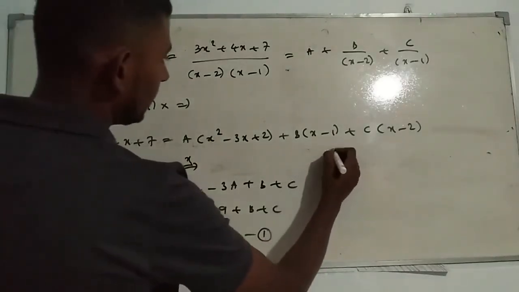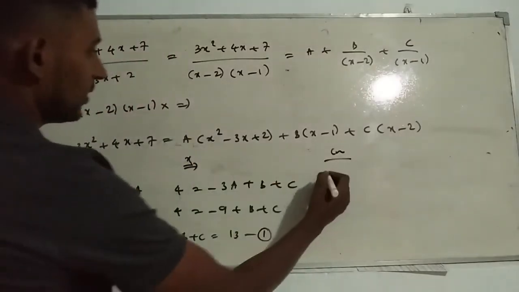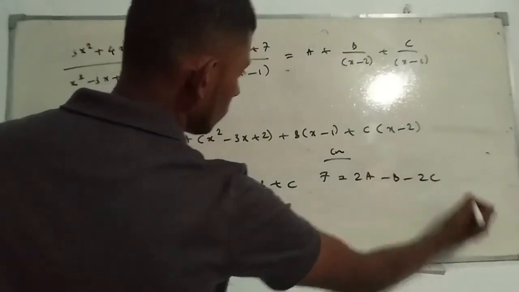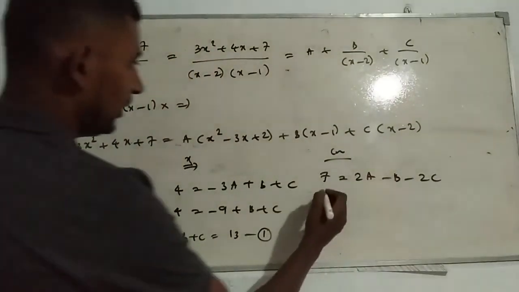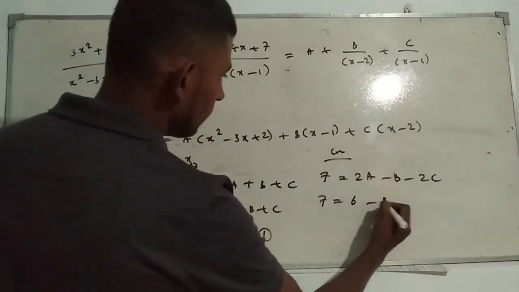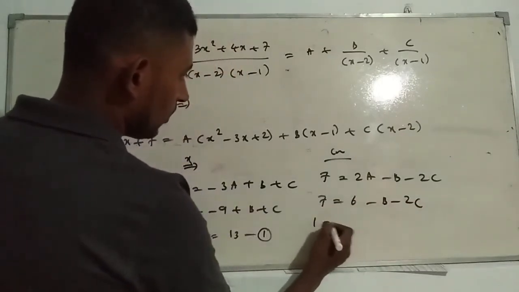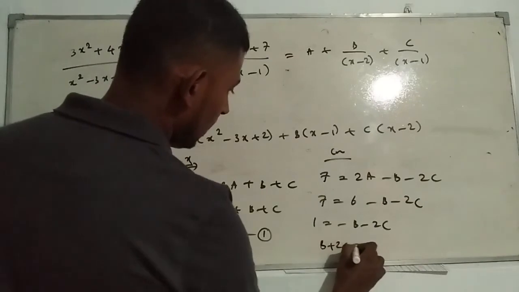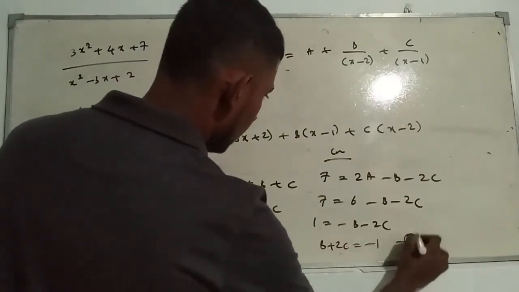Then I consider the constants. If we consider the constants, 7 is equal to 2a minus b minus 2c. a is equal to 3, that means 7 is equal to 7 minus b minus 2c, that means 1 is equal to minus b minus 2c. b plus 2c is equal to minus 1. This is my second equation.